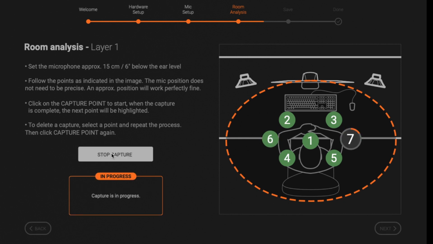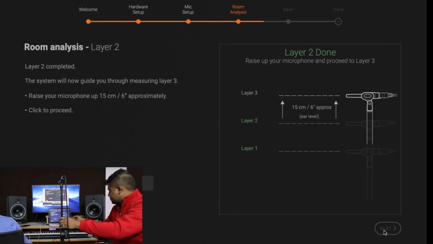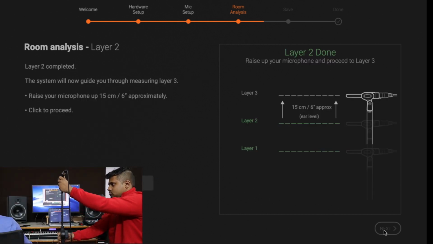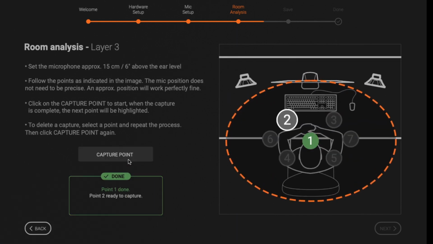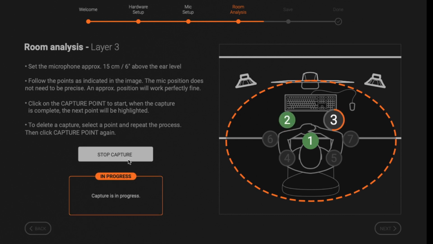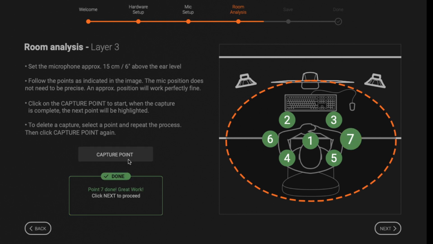After you record all the 7 points at layer 1, you move on to layer 2 where you place the mic at your ear level, and again you do the whole 7-point measurement. Finally you move on to layer 3 where you place the mic 15 centimeters above your ear level. So below, at, and above your ear level, we do 7 points each. That's 21 points in total. What this does is it helps the software emulate an EQ curve of how your room sounds at your mix position. Once we finish all 3 layers, it will give us an EQ graph.